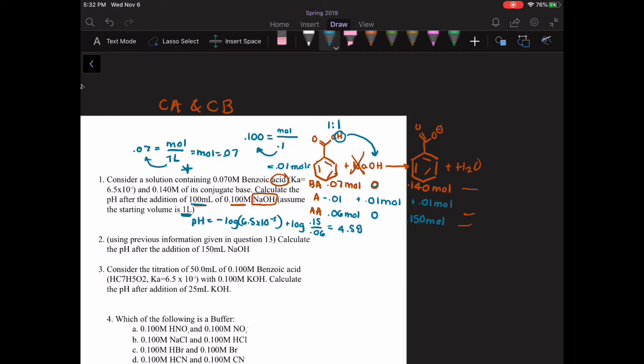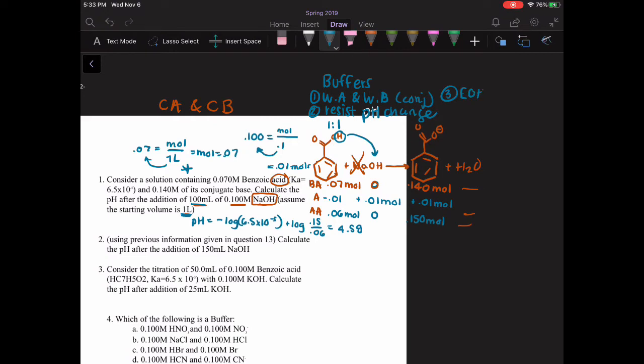So something important to note about buffers, which conceptually you could be tested on, is one, it's going to be a weak acid and a weak base. And they have to be conjugates, right? That should go without saying at this point. So HCl and NaOH are not a buffer solution because those are both strong. I can't have a strong acid and a weak base. That's not a buffer. A buffer resists pH change. And beyond that, if I want to look at the efficiency of a buffer, they're going to be more equal.